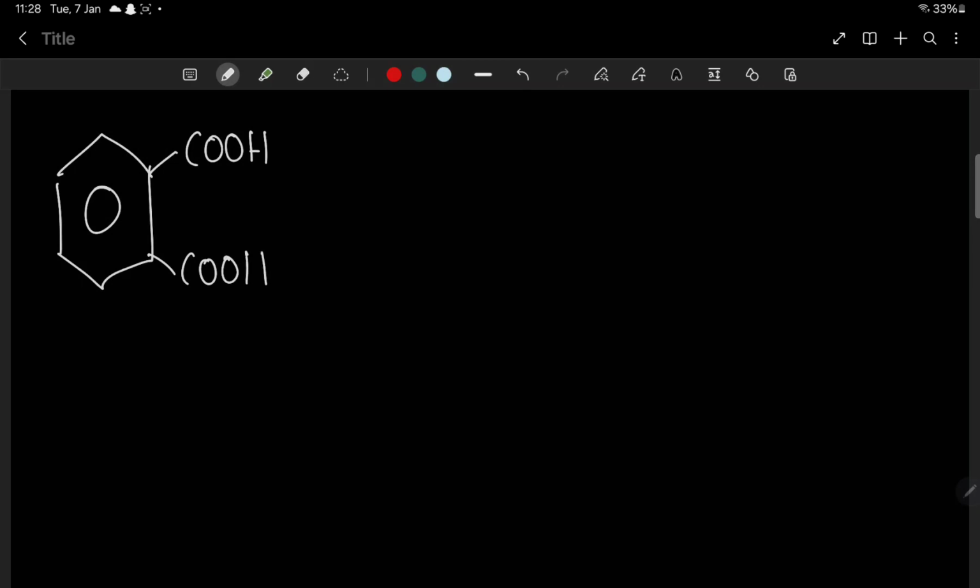Now there is a funny reaction in this. You are taking this compound, that is a dicarboxylic acid, two carboxylic acids, and you are adding NH3.